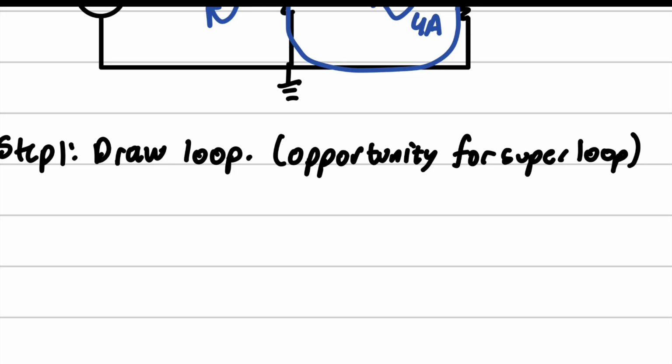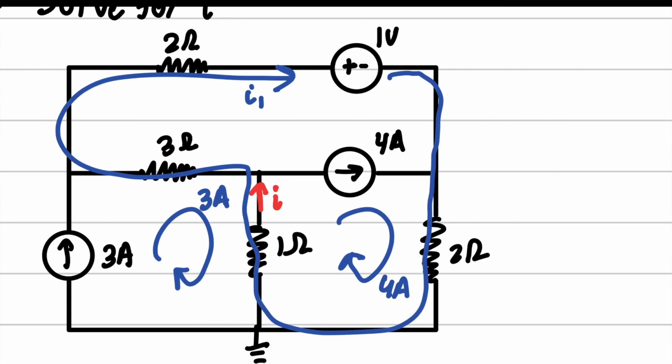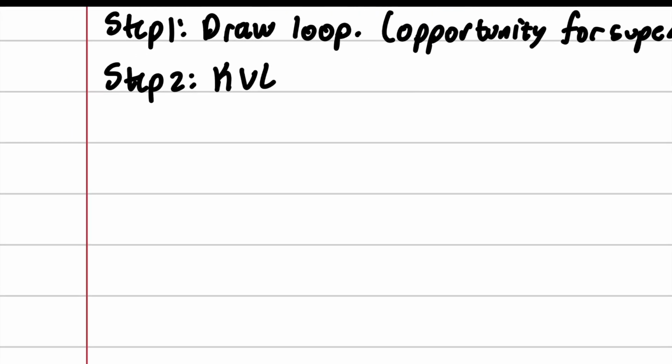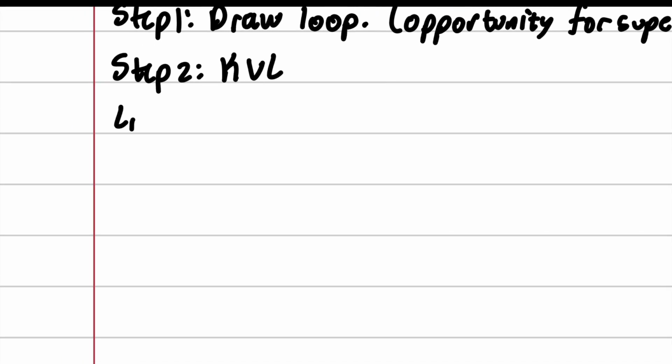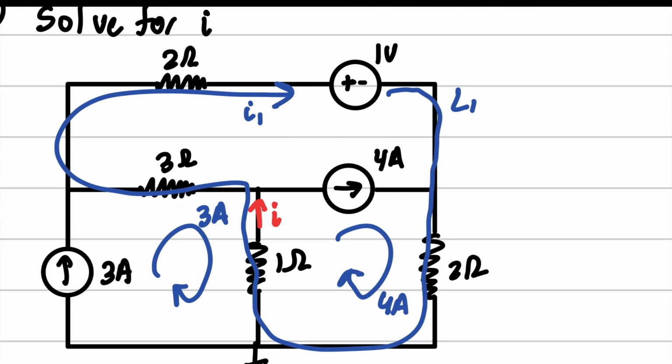So first we're going to draw the loop, and then step 2, we're going to do our KVL, or loop analysis. And I will always call super loops big L1. Okay? So we got big L1. And what do we got? We're going to start here. We're going to walk around this loop.